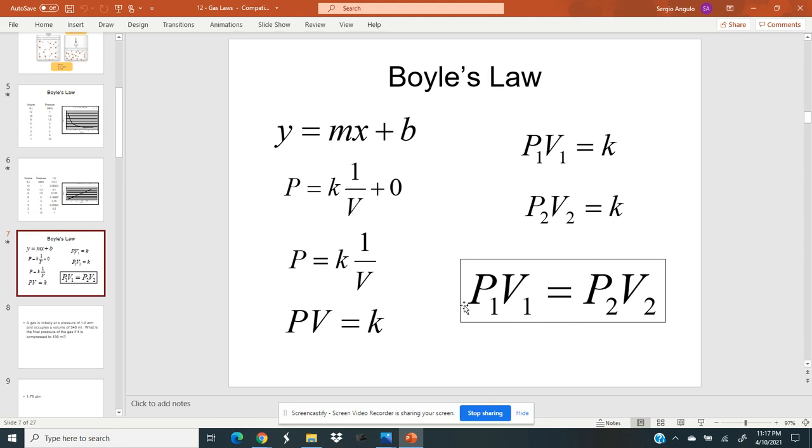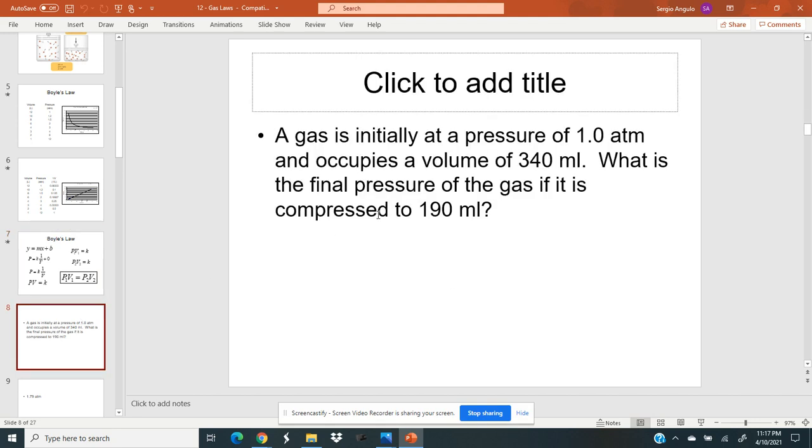And once you have Boyle's law like this, you can then go ahead and solve questions like this. A gas is initially at a pressure of 1 atmosphere and occupies a volume of 340 milliliters. What is the final pressure of the gas if it is compressed to 190 milliliters? So we're going to do a sample problem with that one. So let's go ahead and do that.